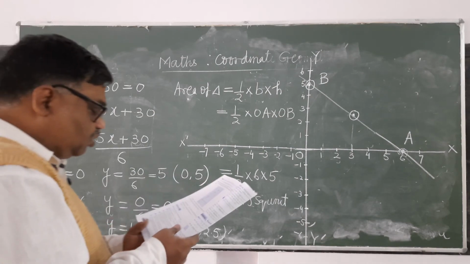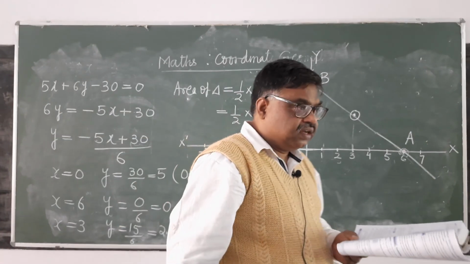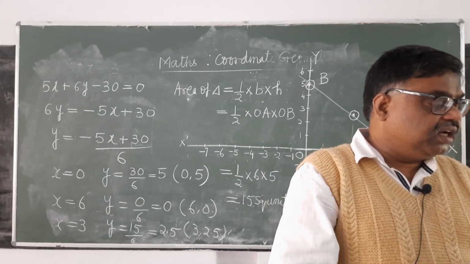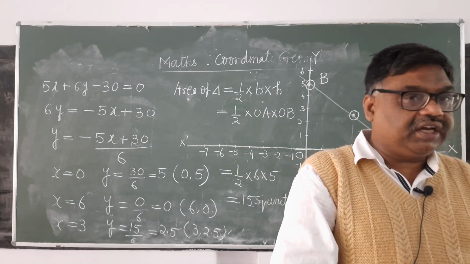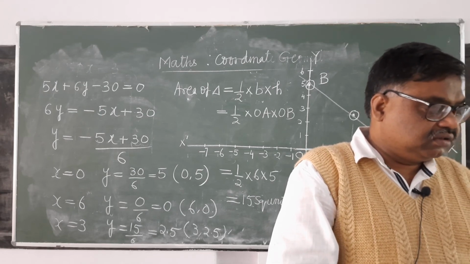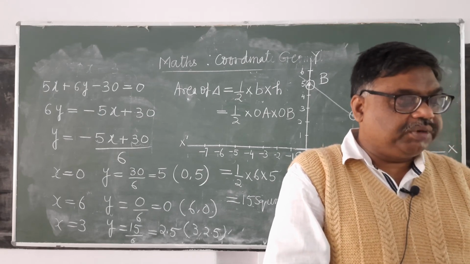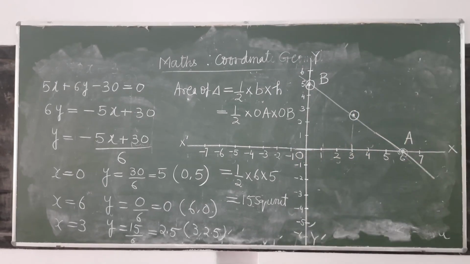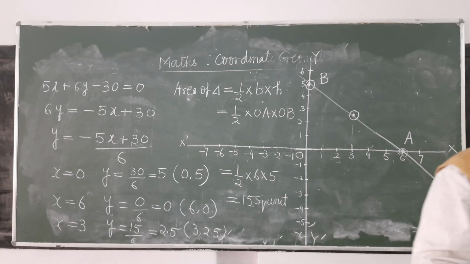Now you can see question number 4. Here this I am not going to do, you just see here. Here in the question it is given, take 2 centimeter equals to 1 unit on both axes. What is its meaning?